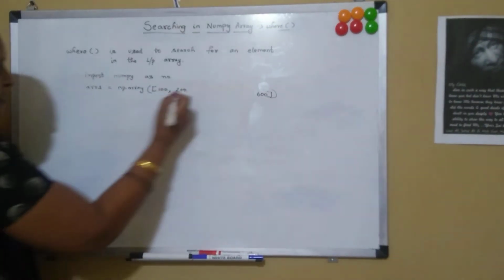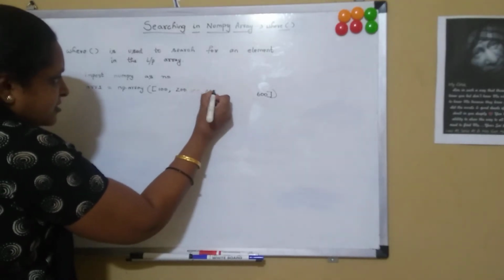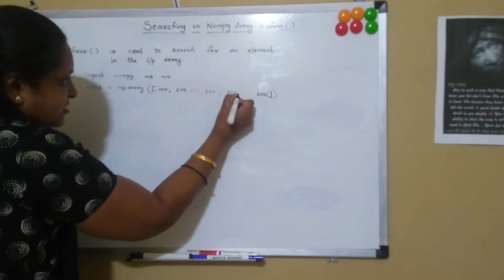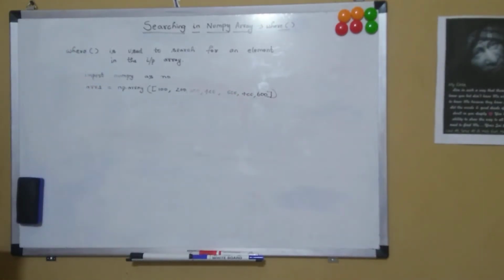So let me give back the values 300, 400, 500, again 400 and 600. Now let's give with the condition and x and y.